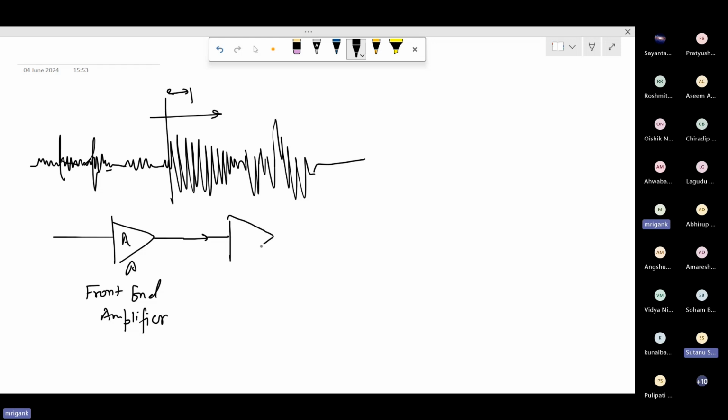So what will you compare it with? Sir, you should know some V threshold, right? Beyond some threshold voltage, it should exceed the voltage so that we can understand that it is entering the seizure region. So the question is, how do we decide what is the VREF?